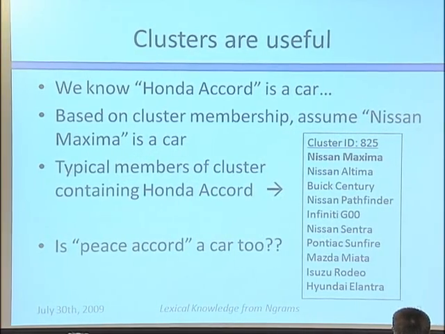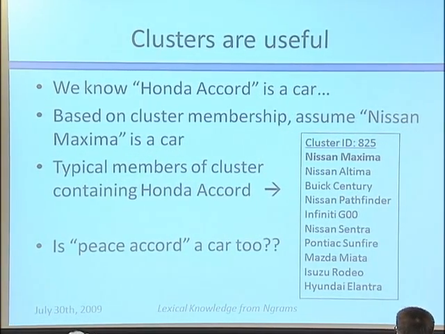So for example, we know that Honda Accord is a car. So based on cluster membership, we assume that maybe Nissan Maxima is also a car. So you see on the right here, these are typical members of the cluster, which actually does contain Honda Accord. This is the actual cluster that we got from the Google Ngram. So you can see that it clearly contains a list of car models.